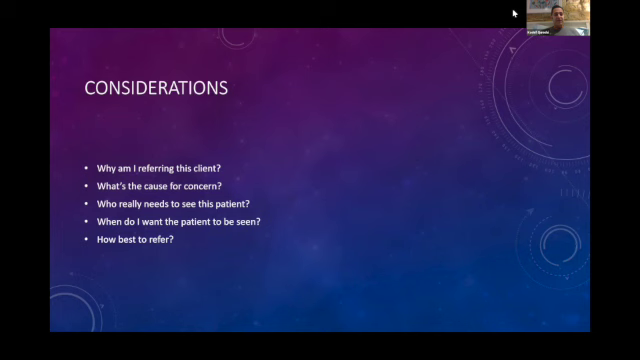So as I've said, sort of consider, why am I referring this client? What's my concern? What's the cause of my concern? Who is it that needs to see this patient really? And when do I want this patient to be seen? And how best to refer? Because remembering what the pathways are locally is extremely important, because referring, for instance, a patient with macular pathology via the GP is wrong, and will often result in delay that could cause unnecessary sight loss for the patient.